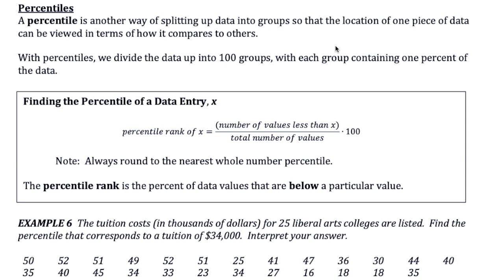The way that you calculate the percentile for a particular piece of data is you take the number of values less than the piece of data, divide it by the total number of values, and multiply by 100. And you're always going to round that to the nearest whole number percentile. So the percentile rank is going to tell you the percent of the data values that are below a particular value. And it's that close relationship to percents that makes it useful and relatively easy for people to understand.